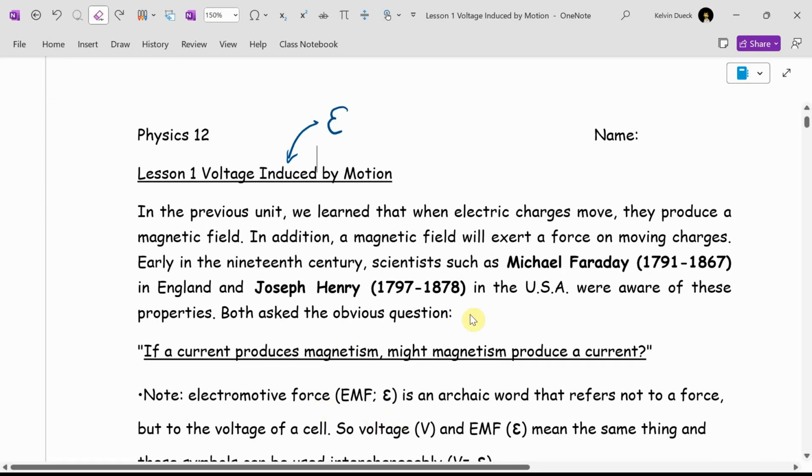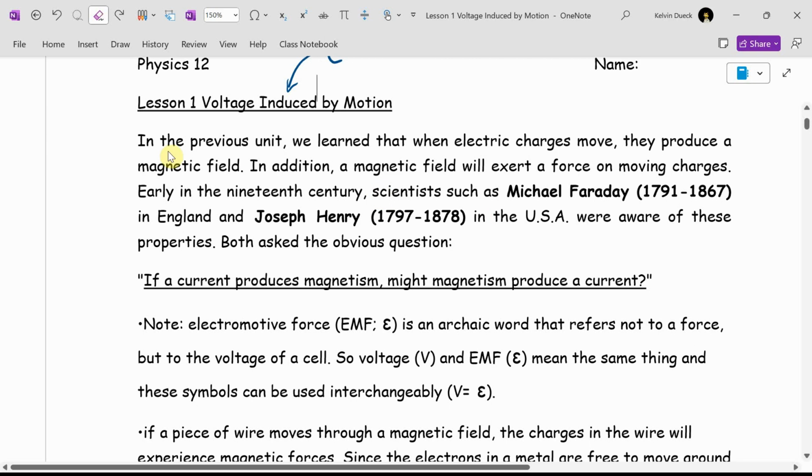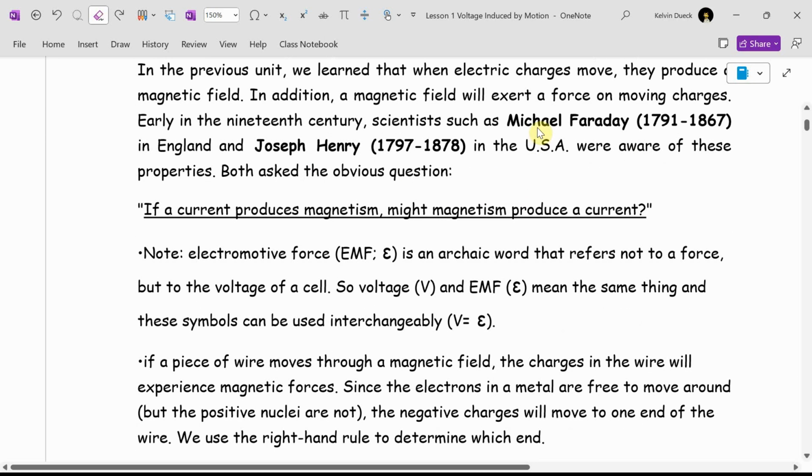In the previous unit, we learned that when electric charges move, they produce a magnetic field. And in addition, we learned a magnetic field will exert a force on moving charges. Back in the 19th century, scientists such as Michael Faraday and Joseph Henry were aware of this, and they asked the next logical question. They said, look, if a current produces magnetism, can magnetism produce current? Can we use this to generate electricity?